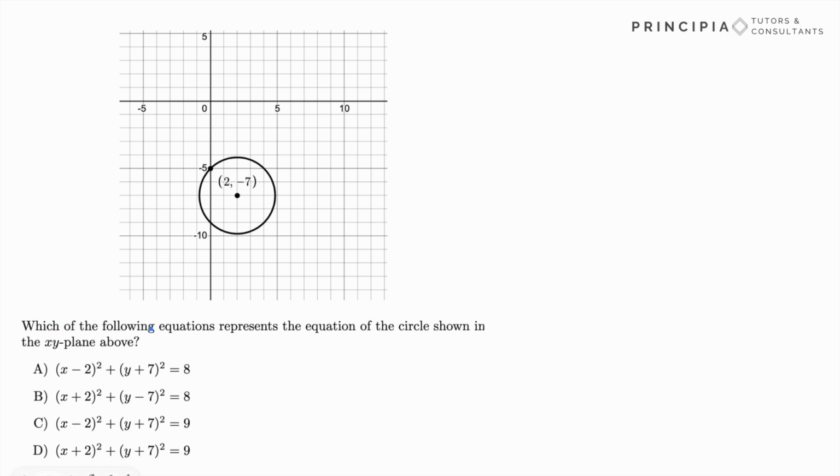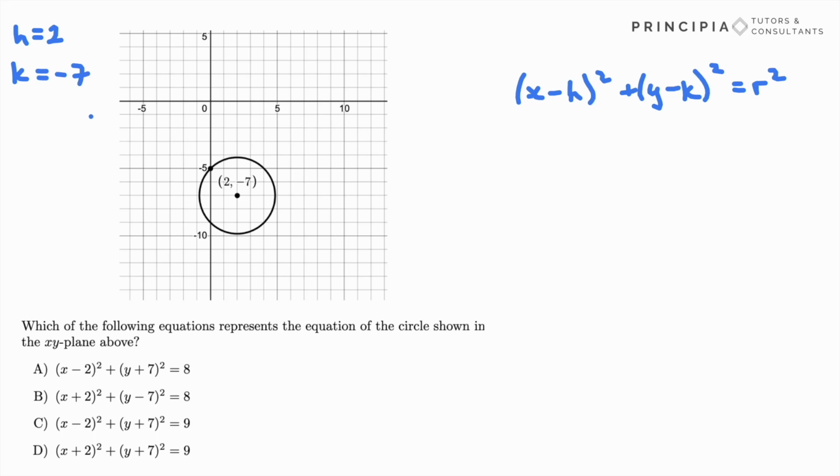We have, which of the following equations represents the equation of a circle shown in the xy plane above? So we have a circle with center 2, -7, and it goes through the point 0, -5. So I think that we should write down the general equation of a circle again, and then we'll go from there. Okay, we know that the center is at 2, -7, which means that h is 2 and k is -7, so we can plug those in. And y minus -7 would be +7.